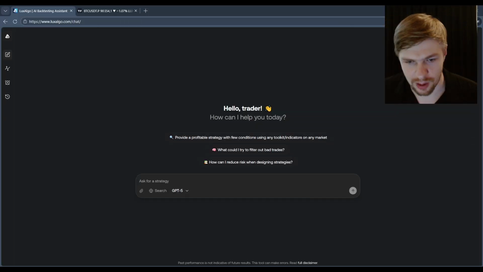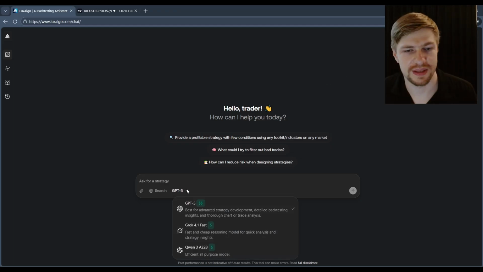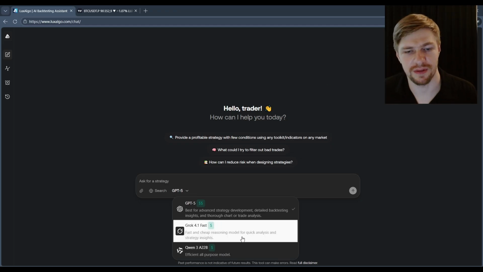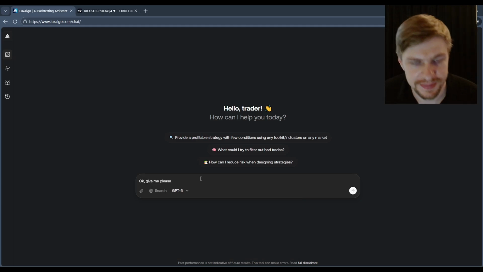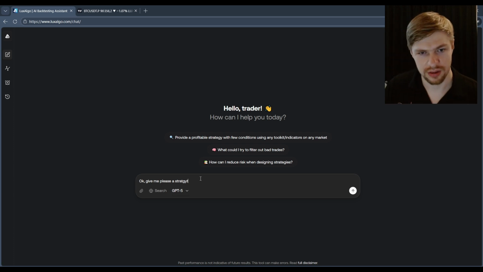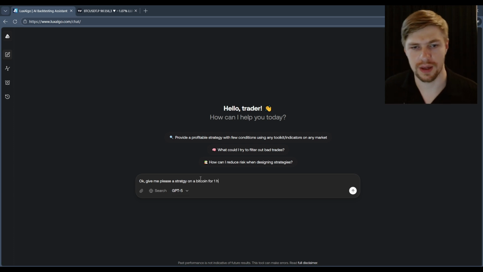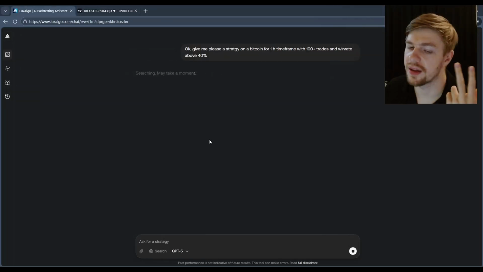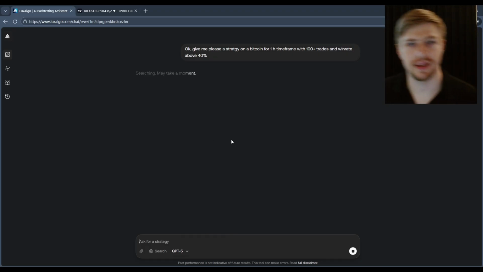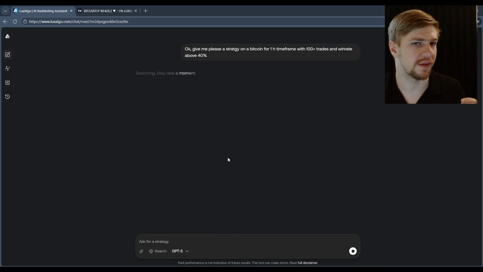What we have is the panel, like a simple ChatGPT with three models: GPT-5, GPT-4.1, Qwen 3. Let's try to make a strategy. Okay, give me please a strategy on Bitcoin for 1 hour time frame with 100 plus trades and win rate above 40%. You can use only 3 time frames: 1 hour, 15 minutes, and 5 minutes.